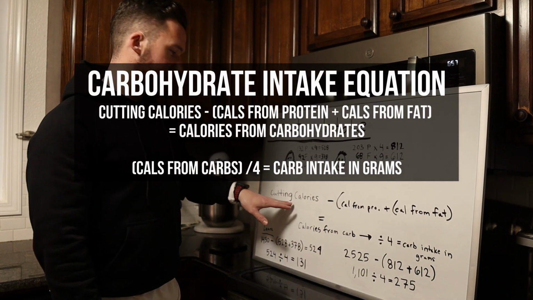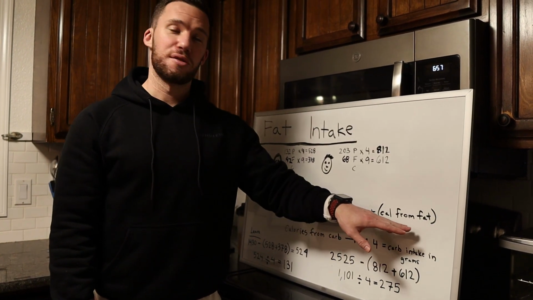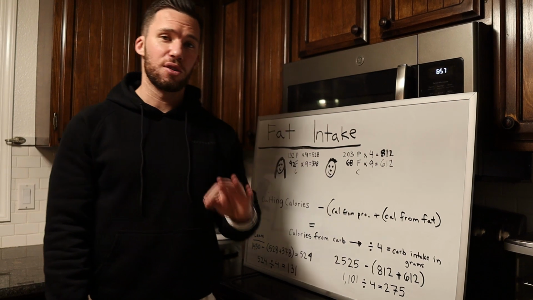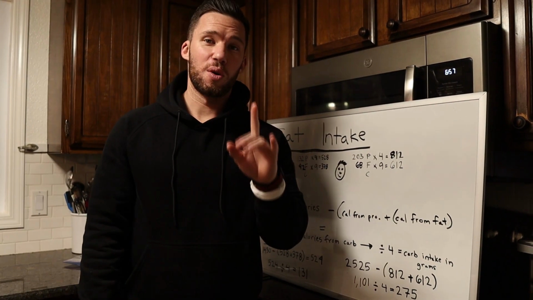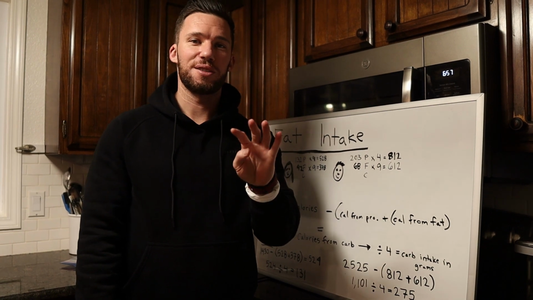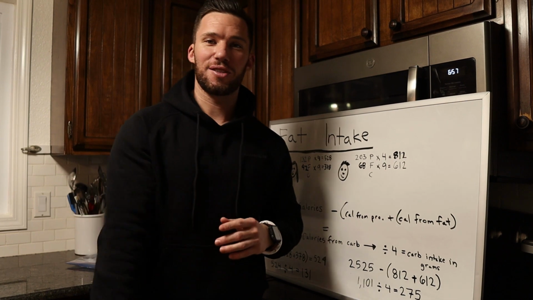So you're going to take your cutting calories. First, you got to add up your calories from your protein with your calories from fat. I know I didn't talk about this earlier, but each macronutrient has a certain amount of calories. So 1 gram of protein has 4 calories. 1 gram of carbohydrate has 4 calories as well. 1 gram of fat is 9 calories.